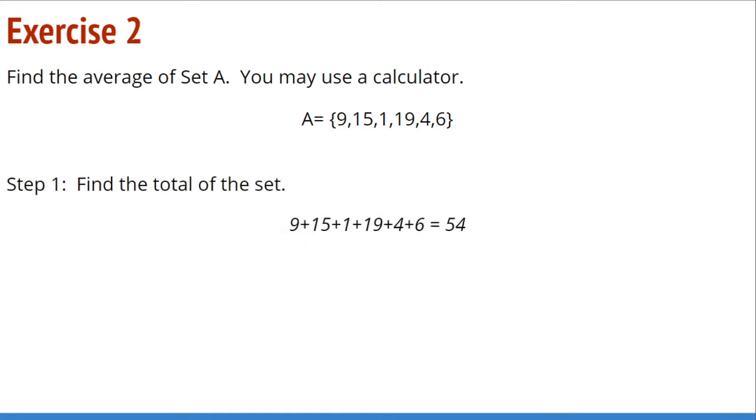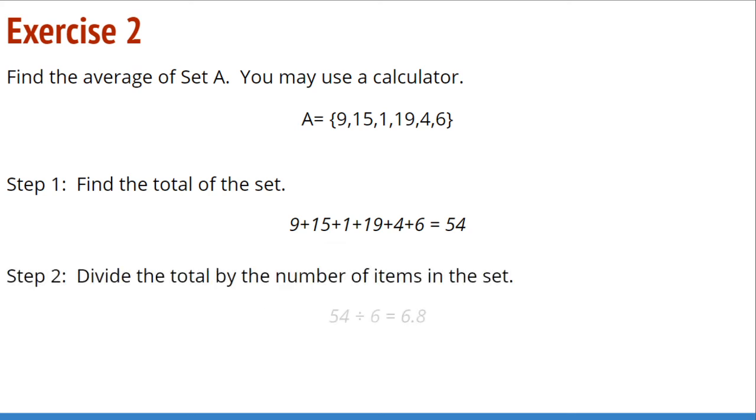Add it all together, we get 54. We've got 6 items, so 54 divided by 6 is 6 and 8/10. That just totally does not look right. 1, 2, 3, 4, 5, 6. That should be 9. Not certain what I did here. 54 divided by 6. Yep, that should be 9.